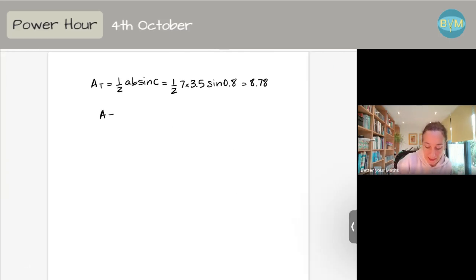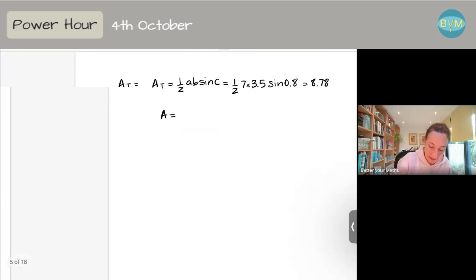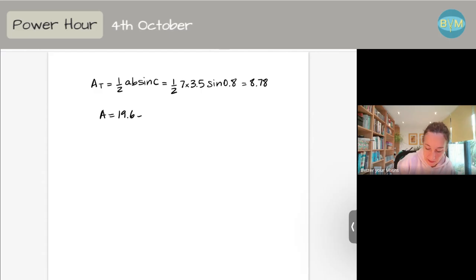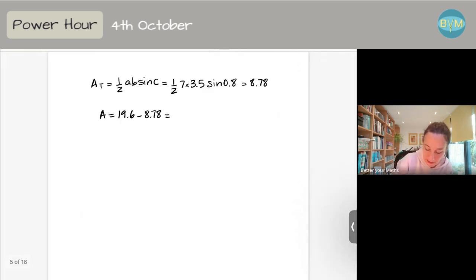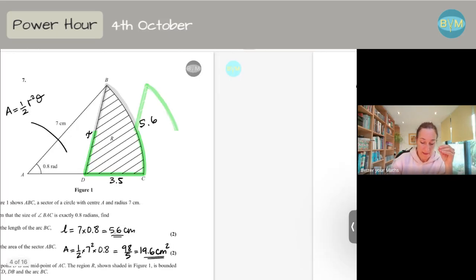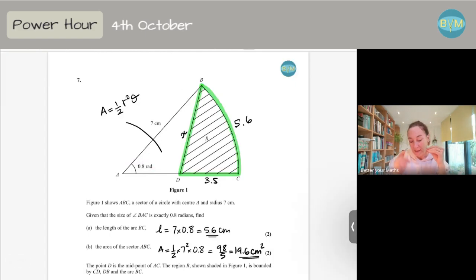So that means the shaded area is the area of the sector, so 19.6 minus 8.78. And again, I'm going to give you the answer here. So 10.8 centimeters squared. Does it make sense? So these questions about sectors, you are always going to use the length of the arcs, the area of the sector, and then a connection with sine rule, cosine rule, area of triangles, and things like that. Sometimes Pythagoras if you have a right angle triangle. Any question? No? Okay, more.